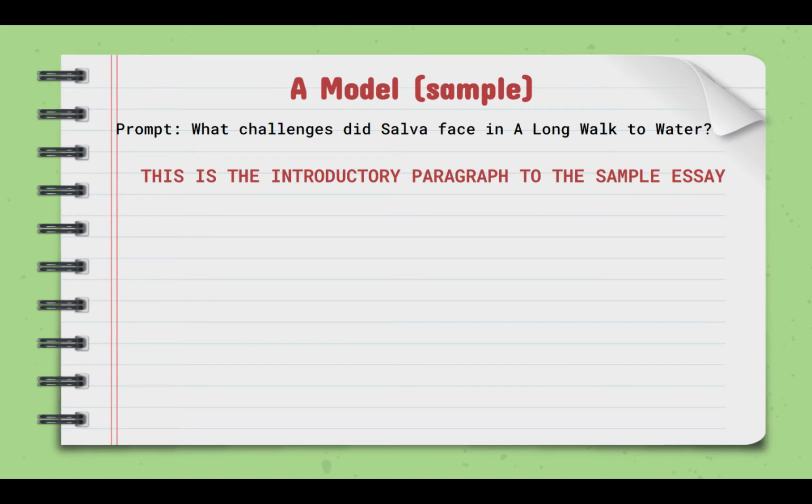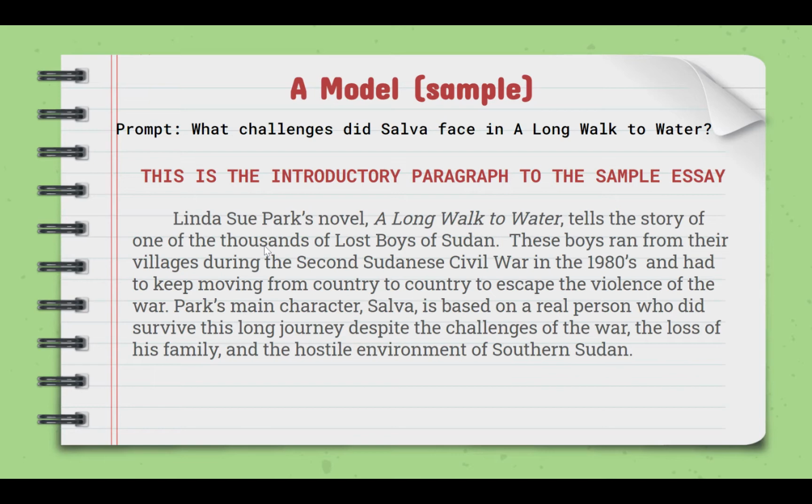Or let's look at our introduction paragraph for this model essay. Okay, Linda Sue Park's novel, A Long Walk to Water, tells the story of one of the thousands of lost boys of Sudan. These boys ran from their villages during the Second Sudanese Civil War in the 1980s and had to keep moving from country to country to escape the violence of the war. Park's main character, Salva, is based on a real person who did survive this long journey despite the challenges of the war, the loss of his family, and the hostile environment of southern Sudan. That is a really good introduction paragraph. That probably gets you pretty close to a perfect introduction paragraph in my book.